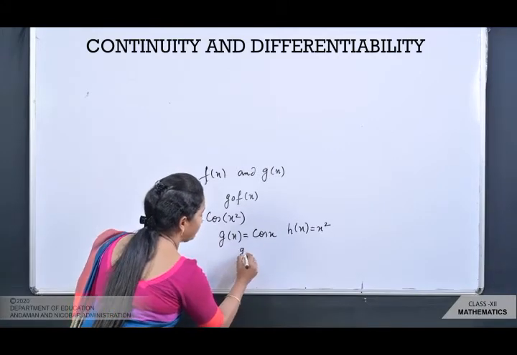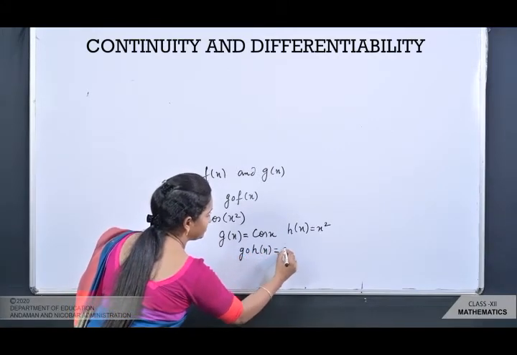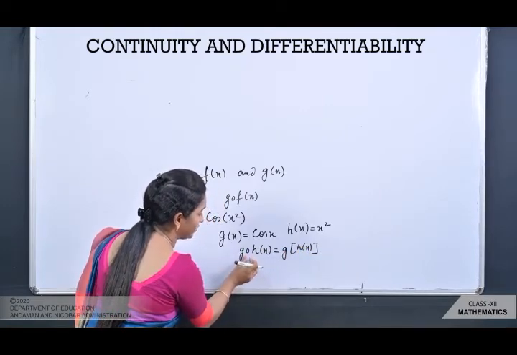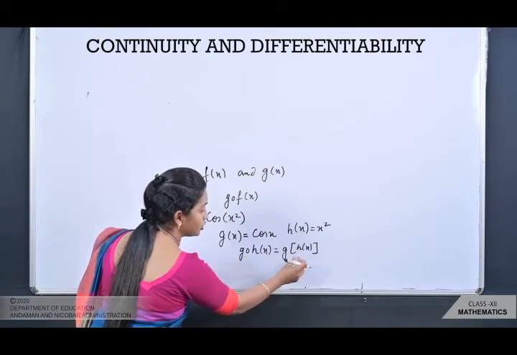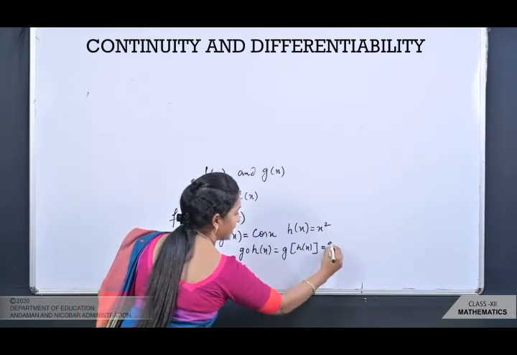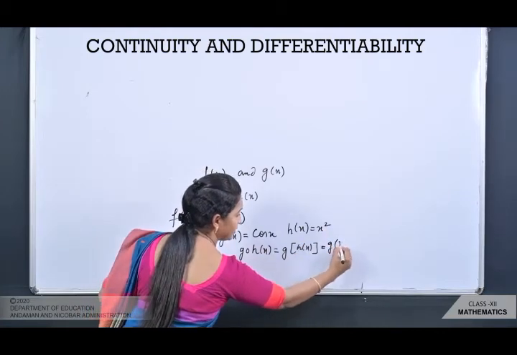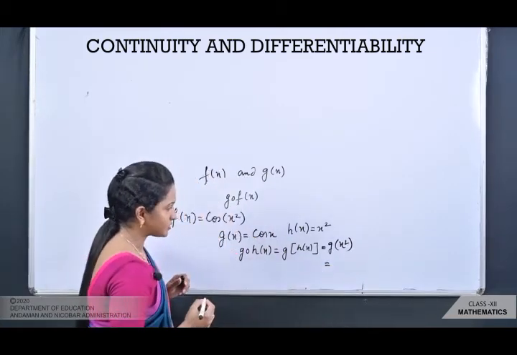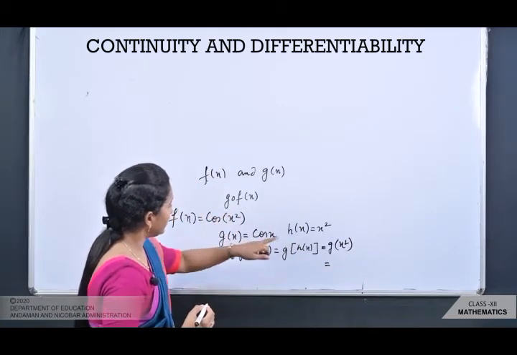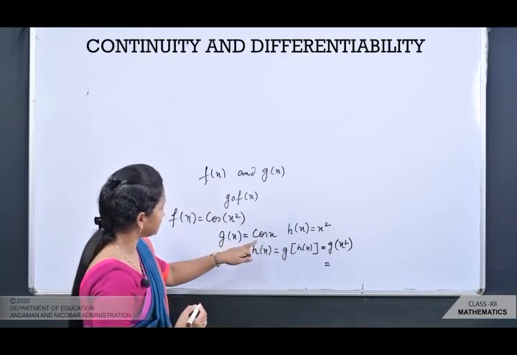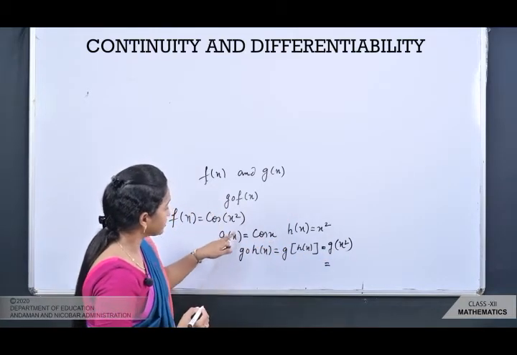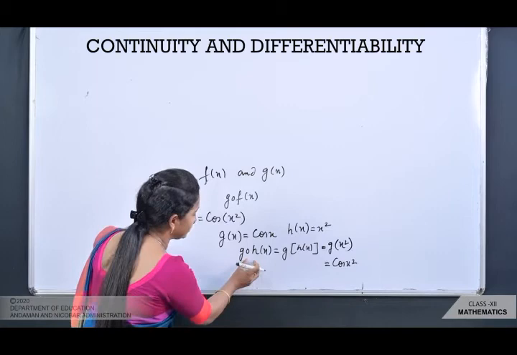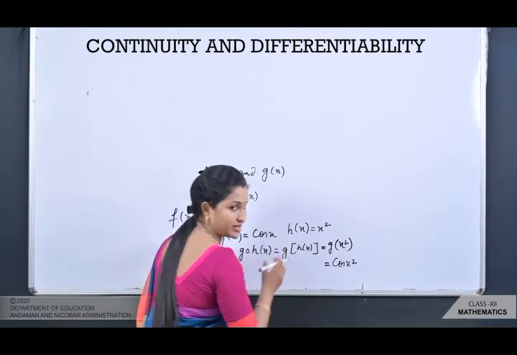Now if you find g of h of x, you know the definition of composition, you can write down g o h of x as g of h(x), which can be written as, what is the value of h(x)? It is nothing but x square. So here g of x square. Okay, g of x is cos x. So what will g of x square be? cos x square will be. That means g o h of x is cos x square.